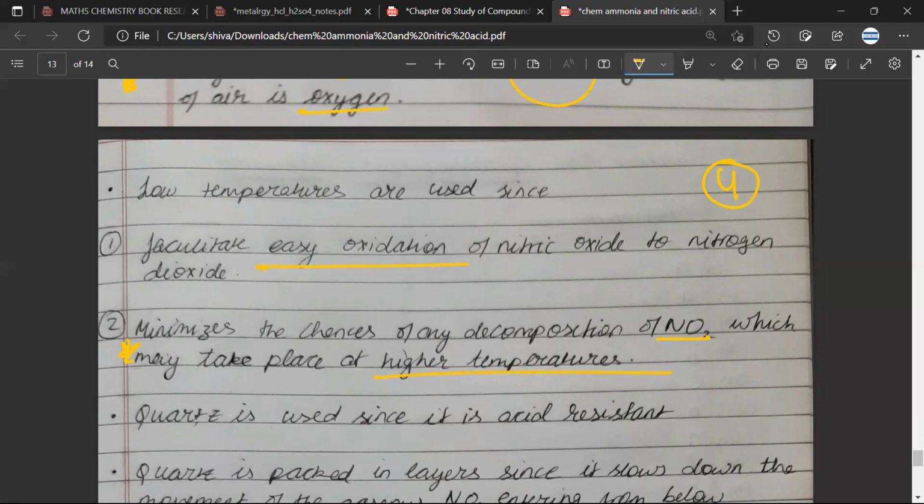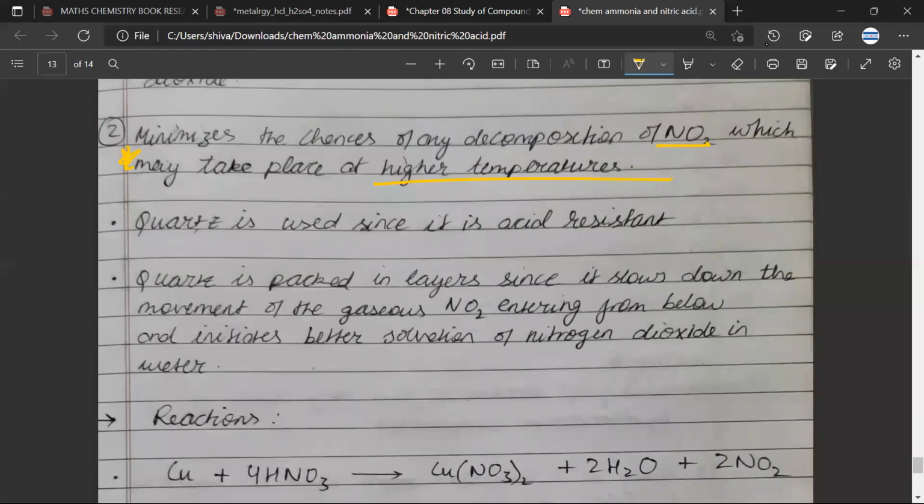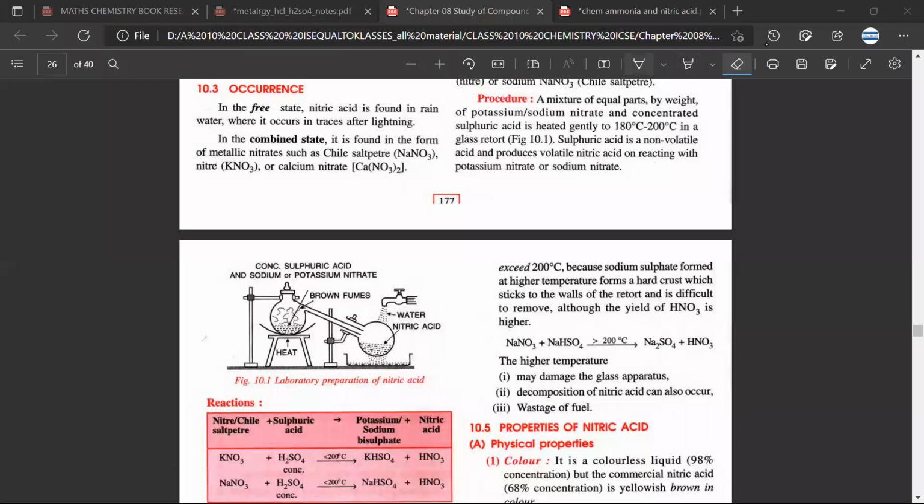Quartz is also used since it is acid resistant. Quartz is packed in layers since it slows down movement of the gaseous NO2 entering from below and initiates better solvation of nitrogen dioxide in the water. So this is what the diagrammatic representation of the entire reaction looks like.